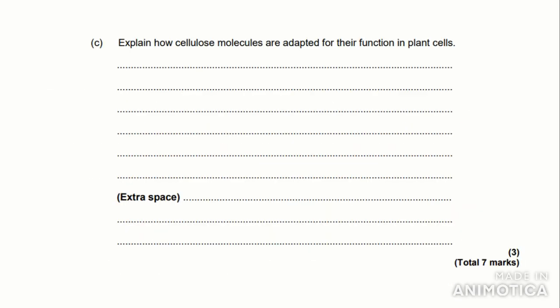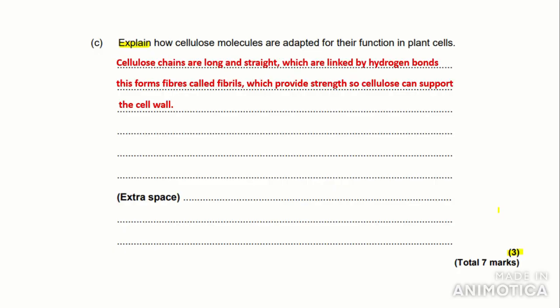And actually we do have a last question. Explain how cellulose molecules are adapted for their function in plant cells. Now this question comes up a lot and it is always 3 marks. And what they like to do in AQA is they like to give you a lot of space to answer the question, even though you don't actually need to write a lot at all.